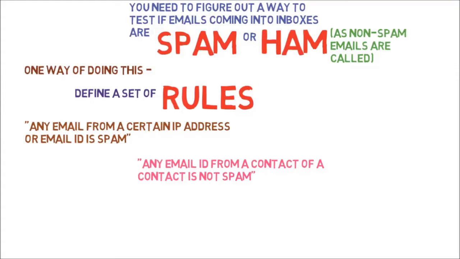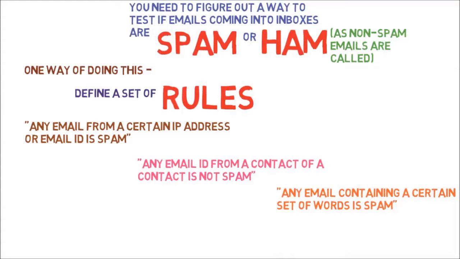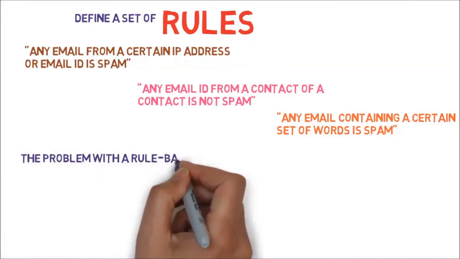Both these rules are based on the sender of the email. You could also look into what an email contains. And you come up with a rule, any email containing a certain set of words is spam. You would identify the set of words based on your analysis of past email, study of historical patterns. So all of these rules are pretty simple. You could also set up complex rules like the recipient has not opened a particular email from a particular sender for quite a long time. So you've put in a lot of effort, undertaken a laborious task and come up with a set of rules and a set of lists while defining these rules.